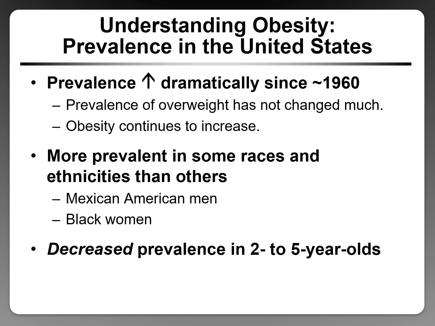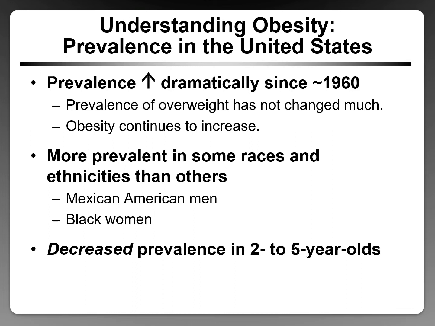If we're looking at overall obesity, and again, typically this is measured with BMI, for the United States, the prevalence has dramatically increased since 1960. This could be due to a number of things: the transition of the types of activities that people are doing, the type of food and portion sizes that people are consuming. The prevalence of overweight hasn't changed that much, but the obesity level has significantly increased, and there's greater prevalence in some races and ethnicities compared to others.